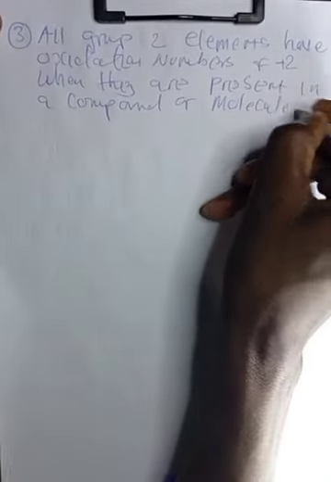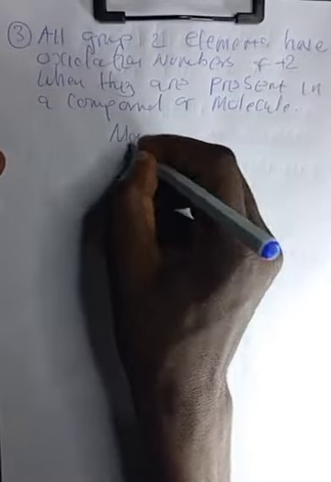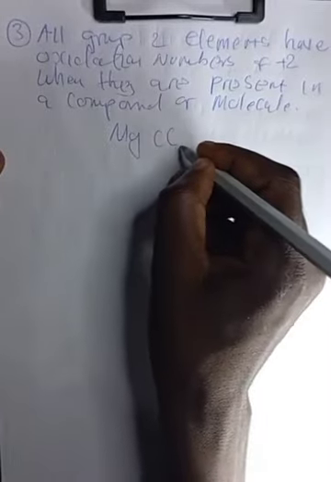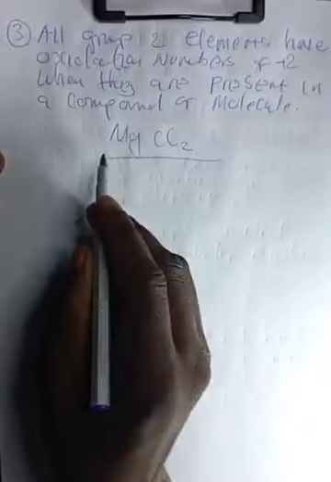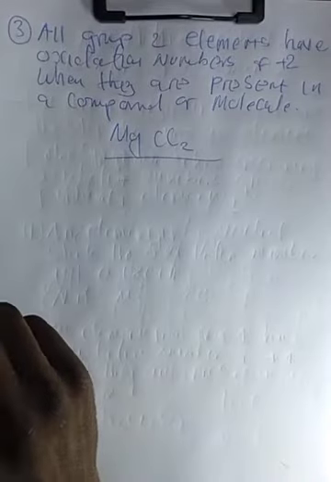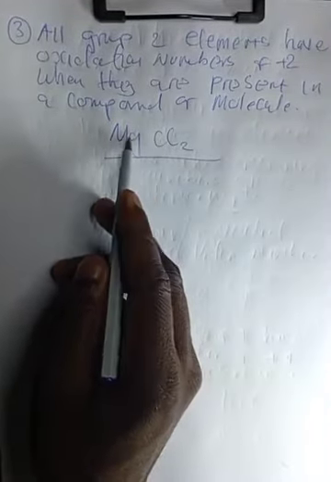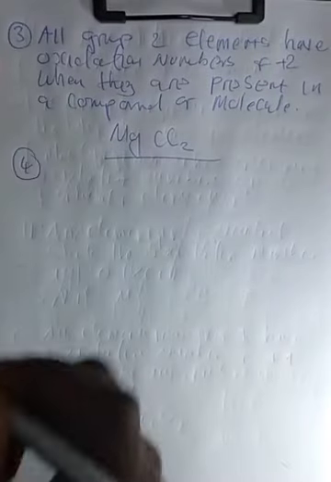So all group 2 elements, same concept as group 1, but since they are in group 2, they have an oxidation number of positive 2. For example, if I give you magnesium chloride, we should know that magnesium is a group 2 element. It's present in a particular compound. Its oxidation number is positive 2. Simple as that. Now we go to number 4.